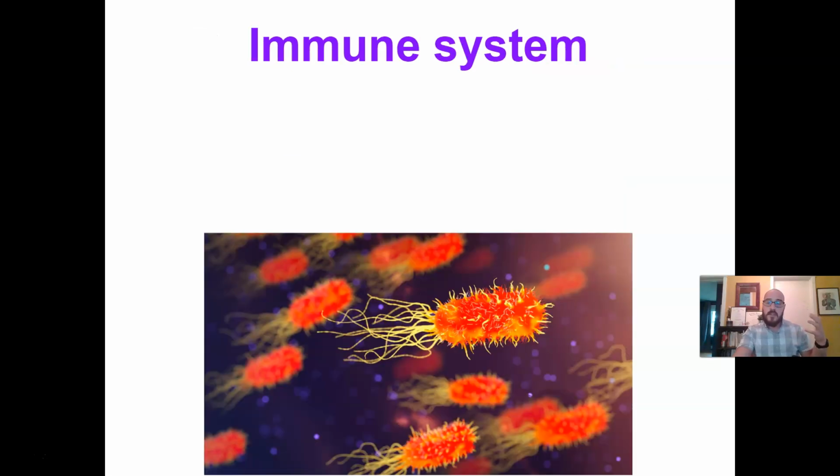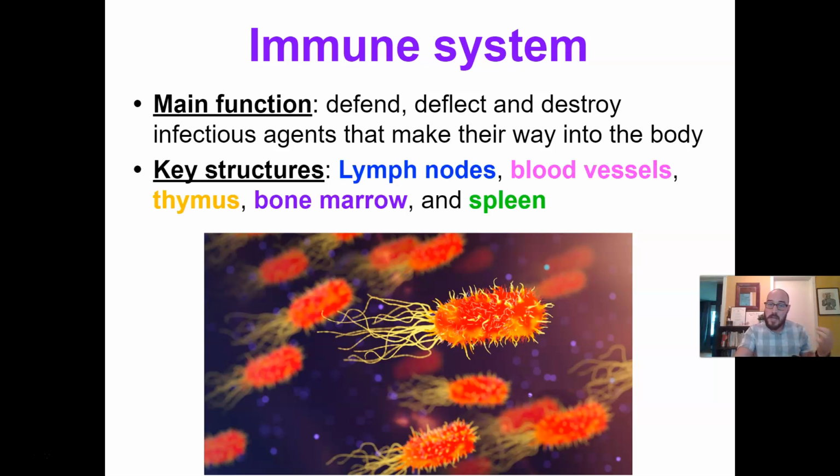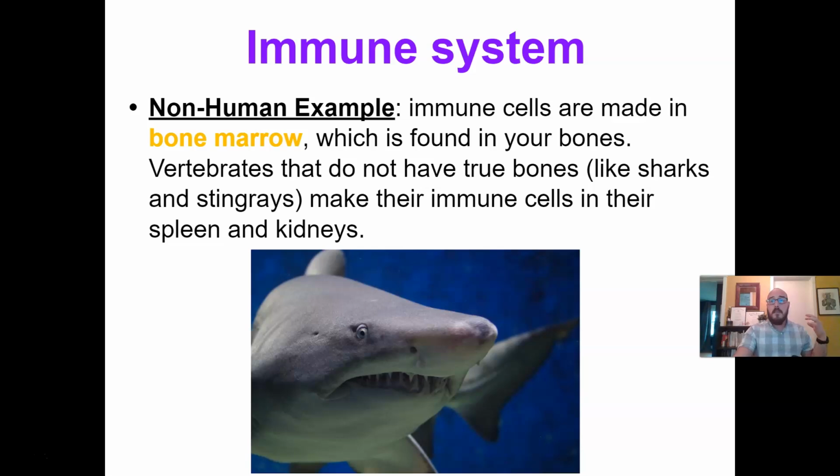And finally, we come to the immune system, which defends our body and is incredibly complex in humans. So immune cells are made in your bone marrow. I talked about that earlier. Other animals not as complex, but they still do have immune systems.